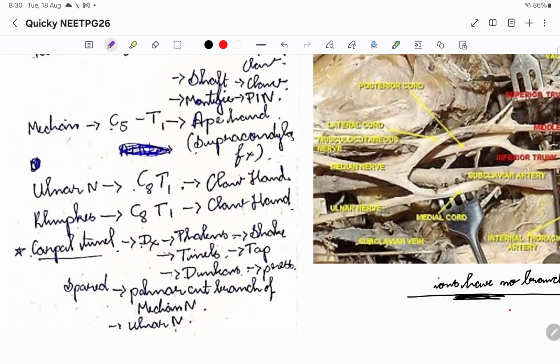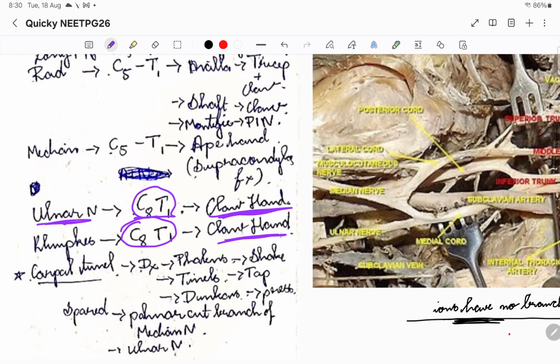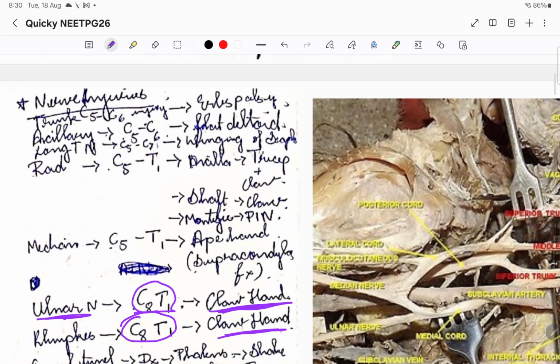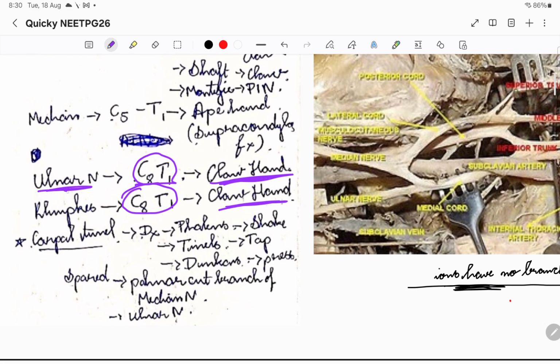Then moving down to the ulnar nerve, it is going to carry the C8, T1 root. So that is where we are going to see claw hand. Claw hand, we saw it in radial nerve injury also, and we are going to see it in ulnar nerve injury also. Why? Because claw hand is seen when the extension of the fingers is mainly affected.